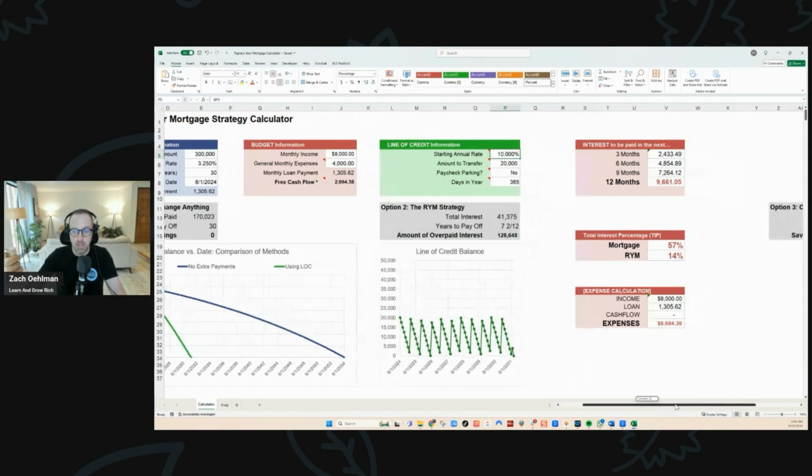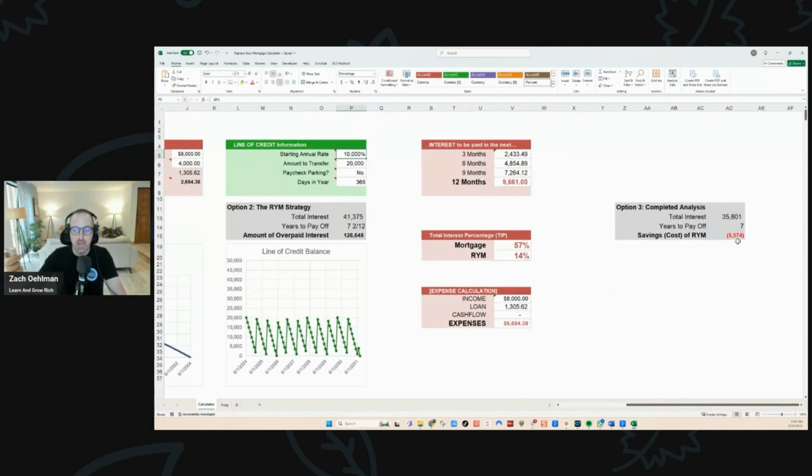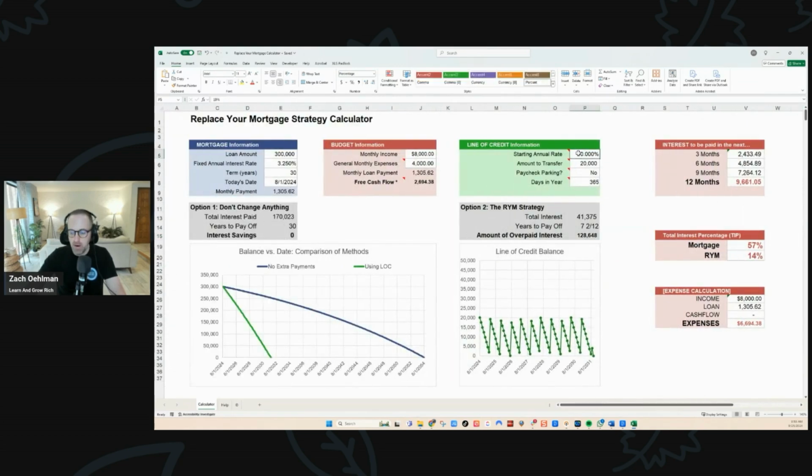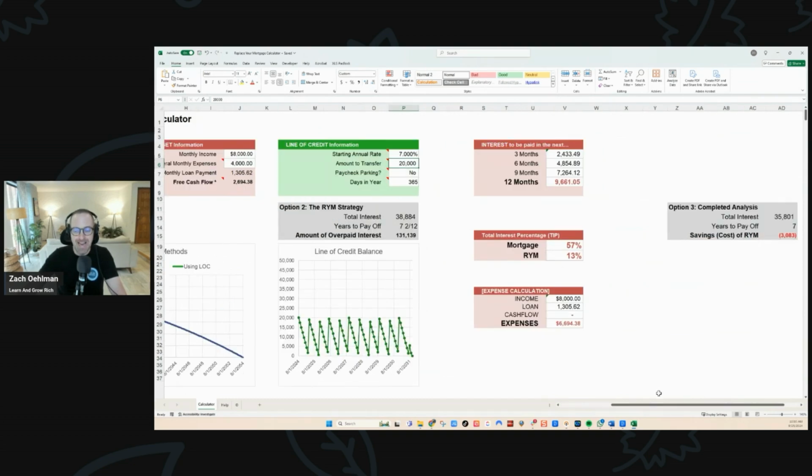But if you go over to the completed math, actually this strategy costs you $5,574 plus whatever they charge you. In this case, they were charging, I think, about $10,000. And so it actually costs you $15,574. Obviously, as you change the variables, so does the actual cost of this. But again, to show you, this is not saving you money.